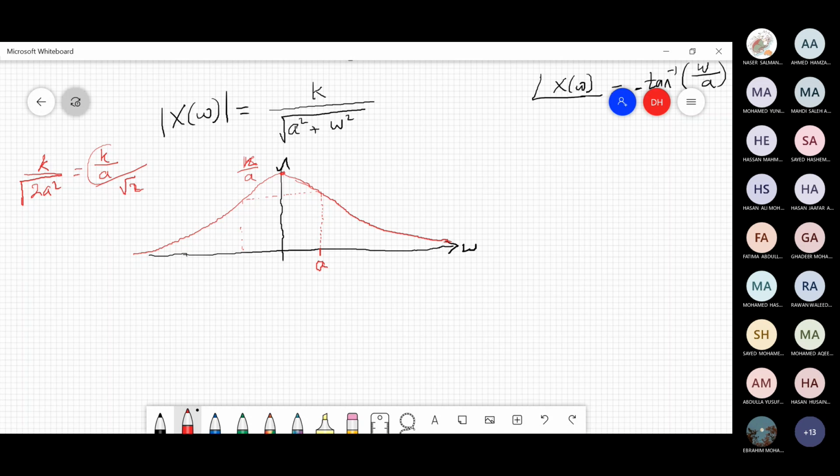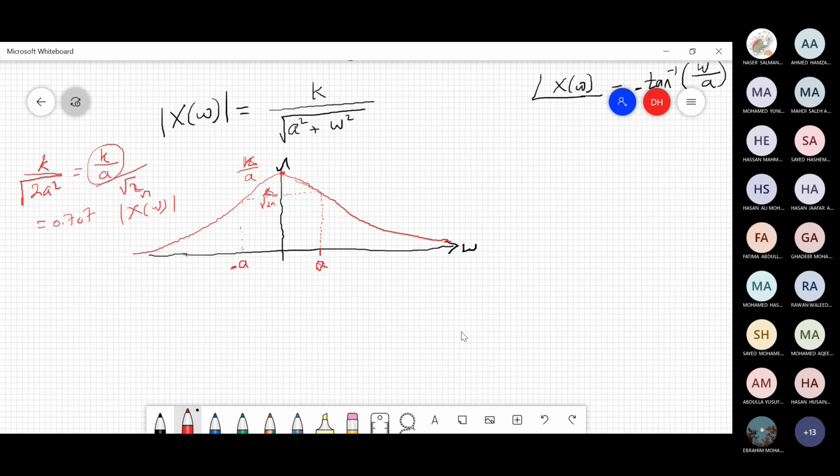This is the maximum, which is this, divided by root 2, and one divided by root 2 is equal to 0.707 of whatever we have at the maximum, the maximum magnitude of X of omega. So then this point is equal to K over root 2 A, at A or minus A. This we call the cutoff.